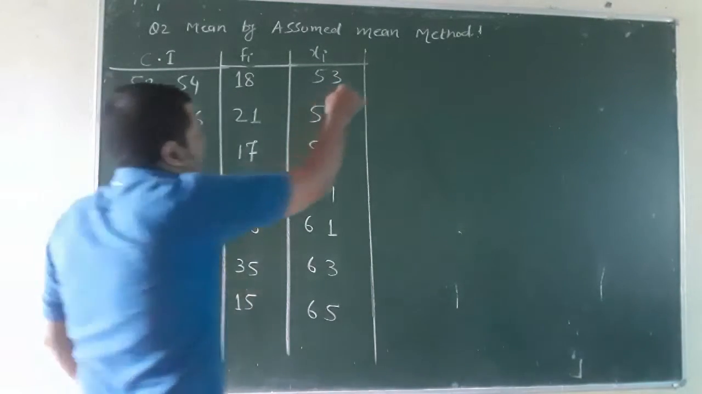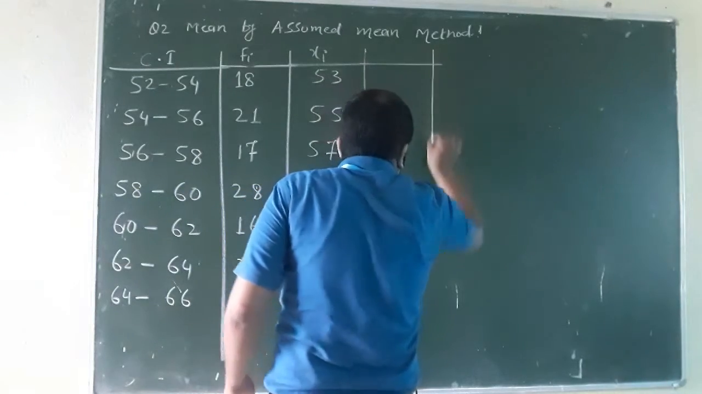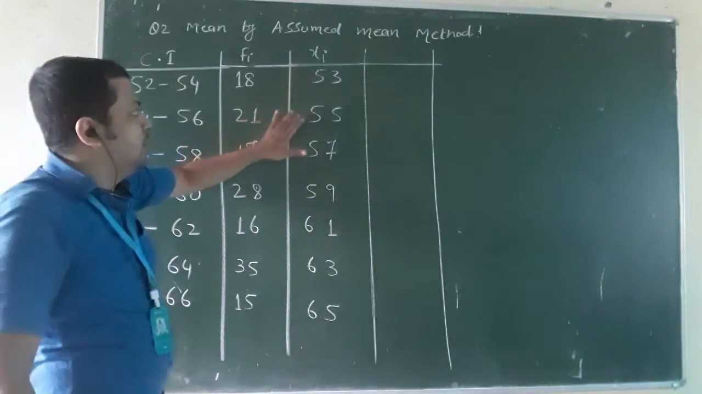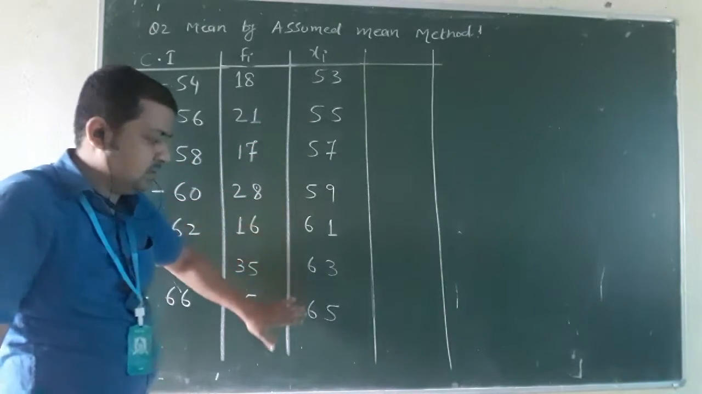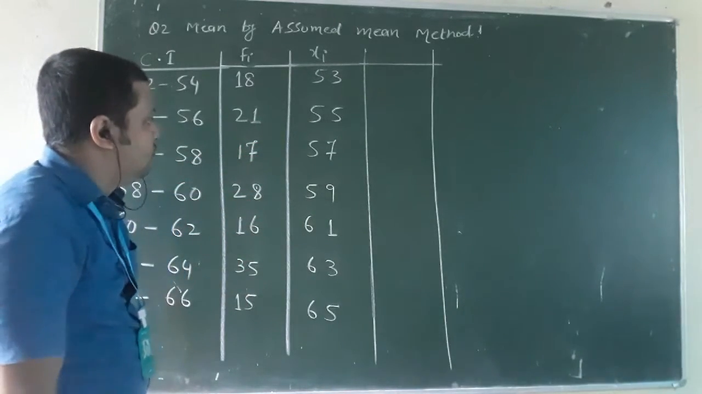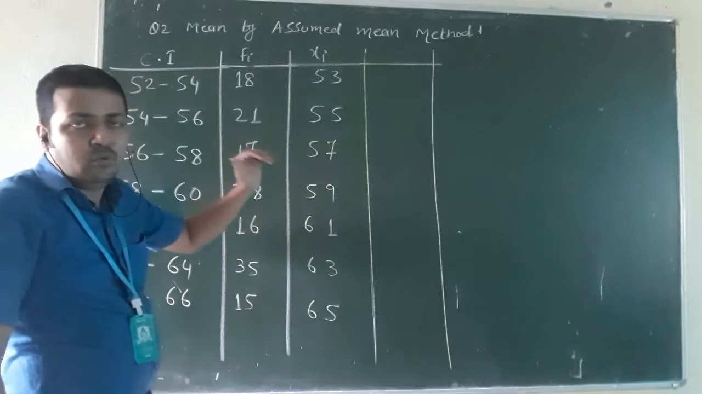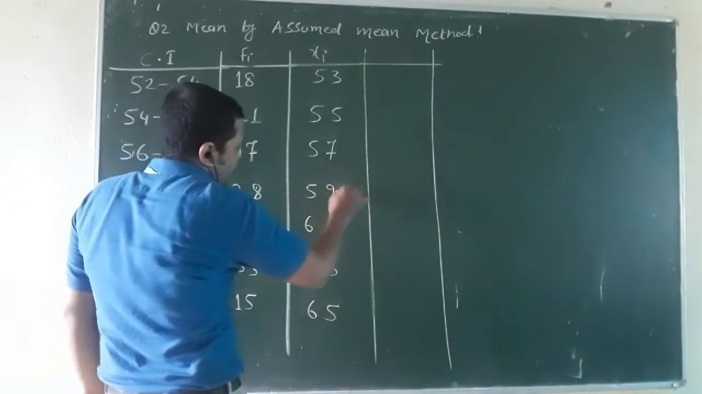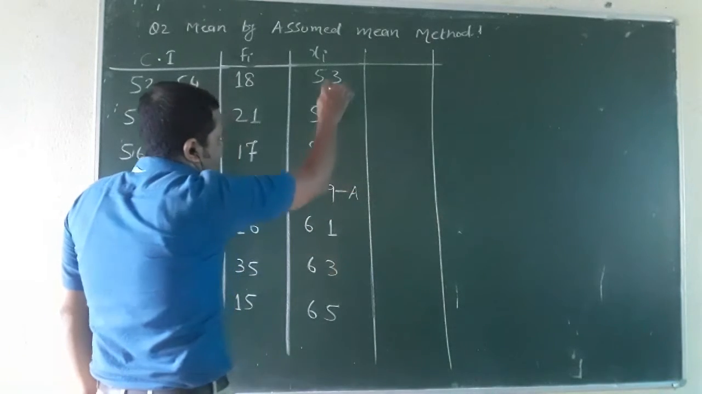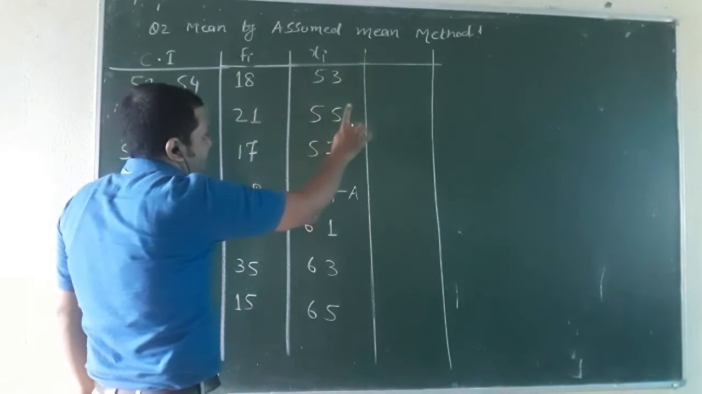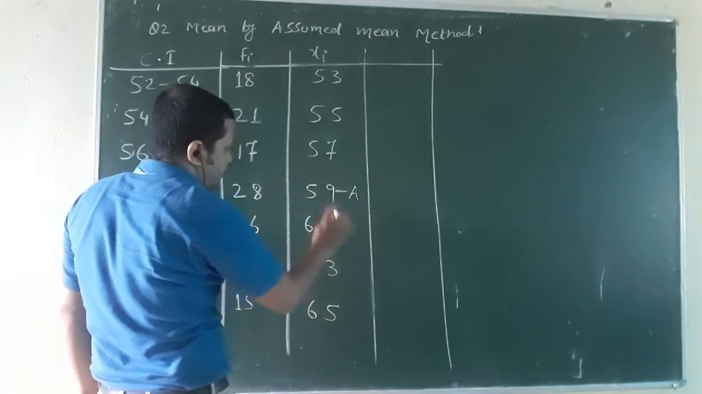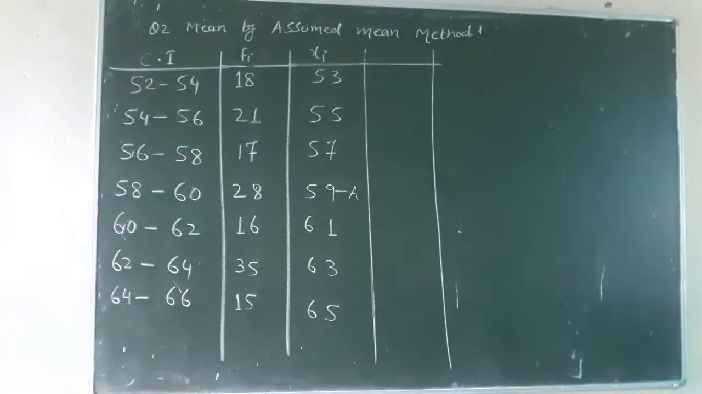Now we have to assume a mean. So first of all we will count here: 1, 2, 3, 4, 5, 6, 7. There are 7 terms. So we have to go to the middle position, and 59 will be the middle position of this one. 1, 2, 3, 3 on this side and 3 on this side, so 59 is the assumed mean position.